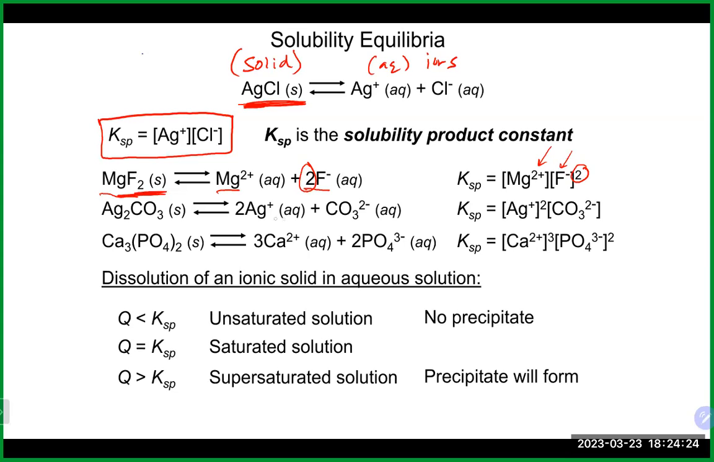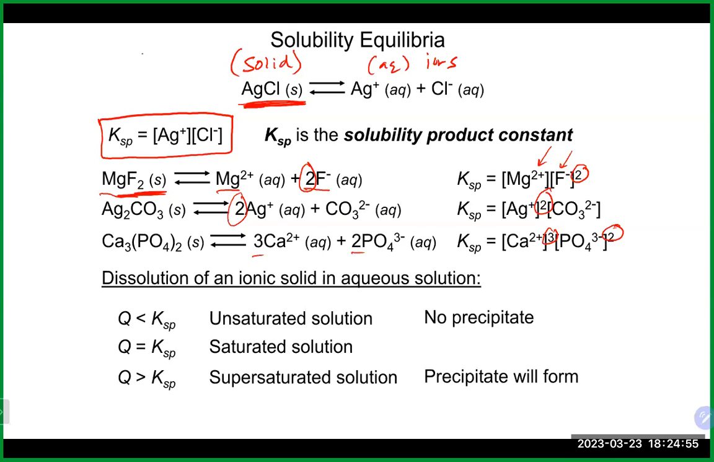Silver carbonate breaks up into a couple of silvers and a carbonate. And once again, the 2 here gets incorporated into the KSP expression, and the same goes for calcium phosphate, where both of those coefficients get incorporated into the expression. So one kind of different thing about KSP is, even though it's still an equilibrium constant, it's still the same kind of deal. Pretty much it's always solid on the reactant side, so it's usually just your products.